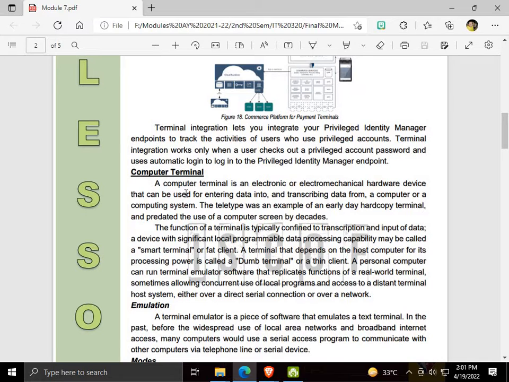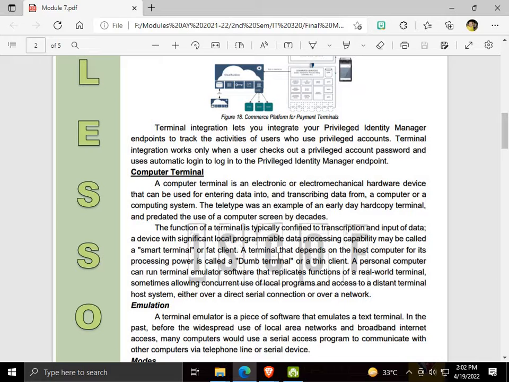The function of a terminal is typically confined to transcription and input of data, wherein a device with significant local programmable data processing capability may be called a smart terminal or fat client. A terminal that depends on the host computer for its processing power is called a dumb terminal or a thin client.